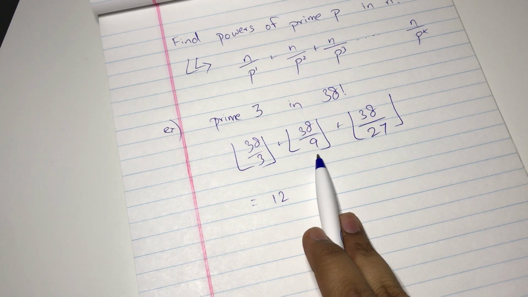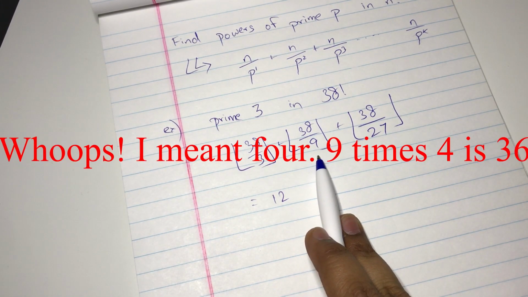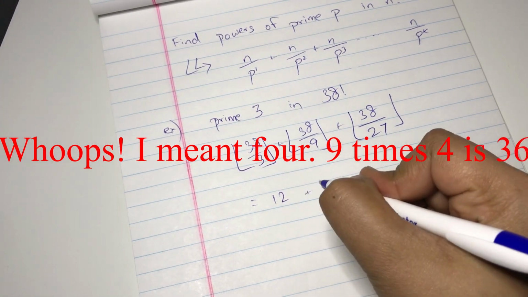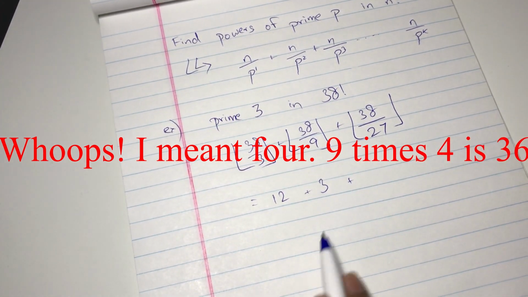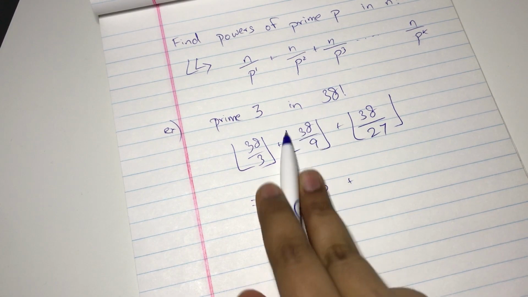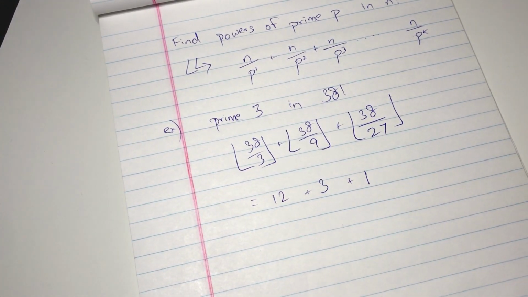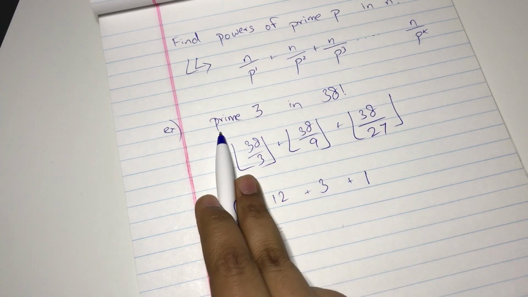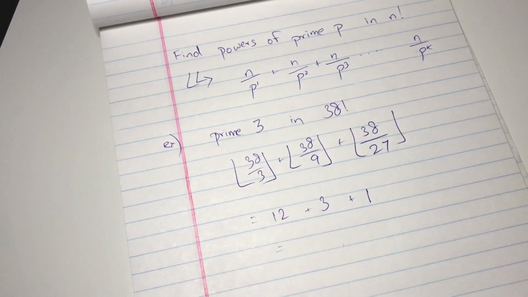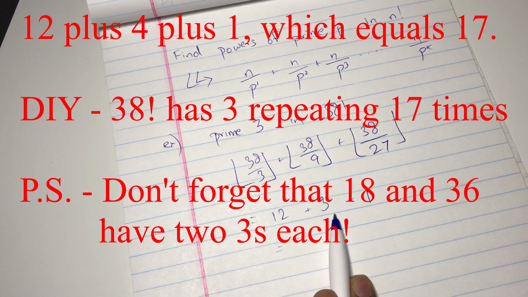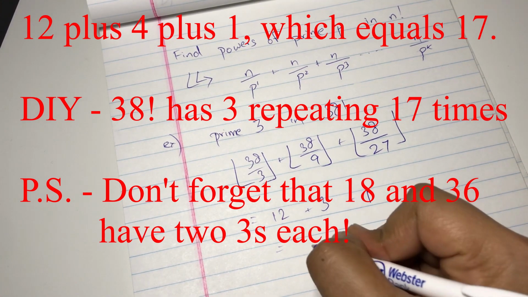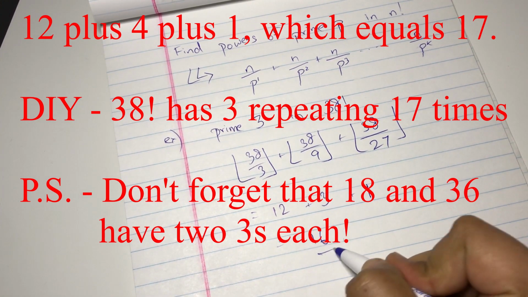9 times 3 is 36. That's going to be plus 3. As much as it can go, the remainder is 2. Now 27 obviously goes only once. So the powers of prime 3 in 38 factorial will be 12 plus 3 plus 1, which equals 16. There we go. That's how you get the answer.